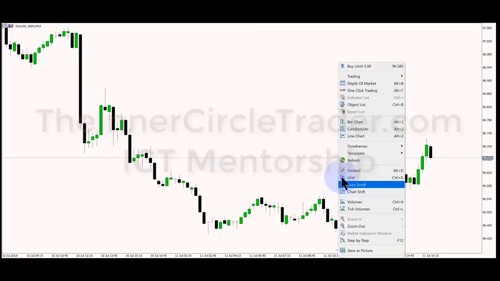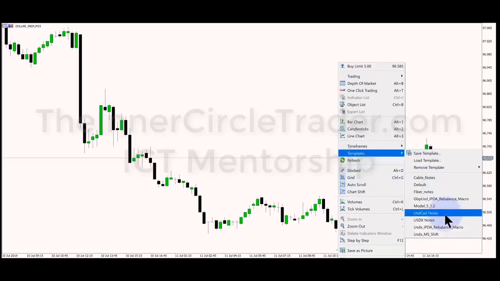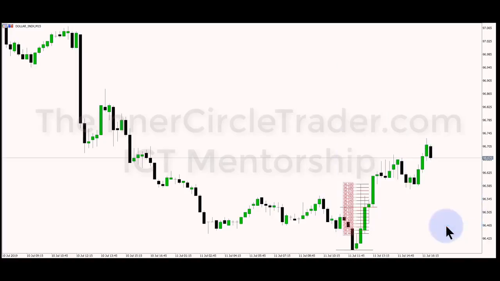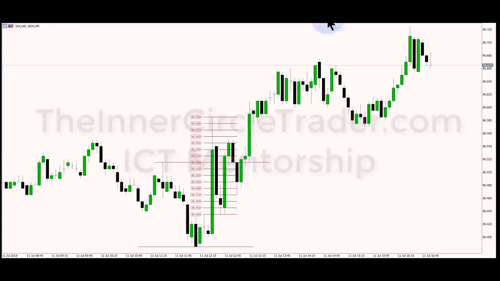I want you to take a look at the IPDA Rebalance Macro. All right, so we're going to take a look at this movement in here, and we'll drop down to a 5-minute chart. And we're going to look at this run here. We're going to look at this price rally here. Inside of one single 5-minute candle, price expands from 96.44 to 96.59.